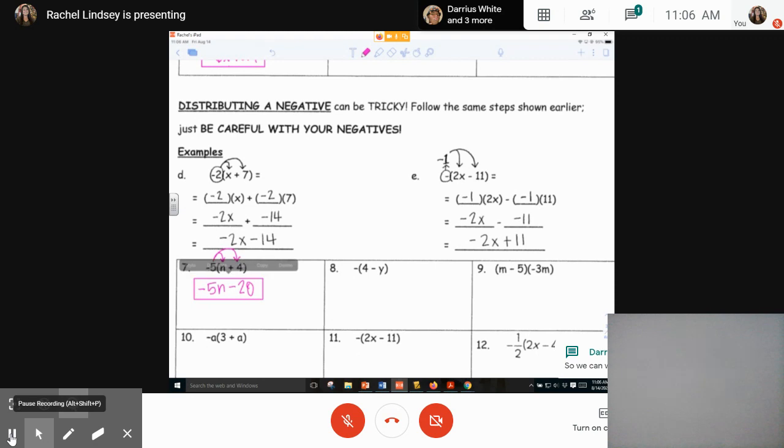Okay, now on number 8, you just have the negative inside, and that's like multiplying by a negative 1 like I did on E. Or you could just say you're distributing the negative, which means you change all the signs within the parentheses. So I'm going to change the sign of the 4 and the sign of the y. So I'll have negative 4, positive y. Yes, you can. And then when you put it in standard form, you'd have y minus 4.